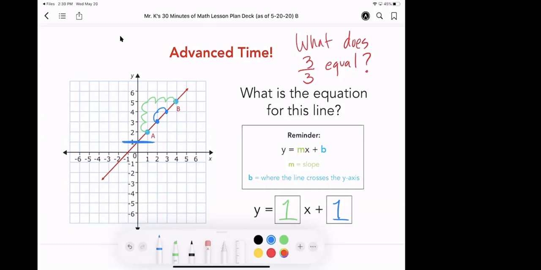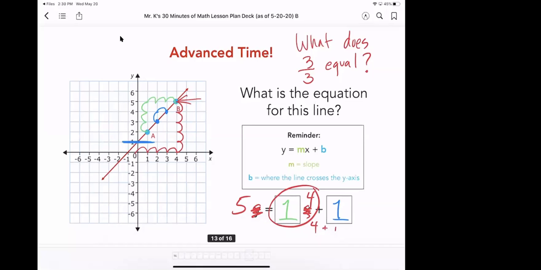Let's check if that works. I'm going to go over to point B, right here. What is my x coordinate? 1, 2, 3, 4. So let's replace this with a 4. And my y coordinate, 1, 2, 3, 4, is 5. So let's replace that with 5. Remember, for this part of the equation, we're multiplying. So 1 times 4 is 4. So does 5 equal 4 plus 1? Absolutely, it does. Fantastic work, guys.